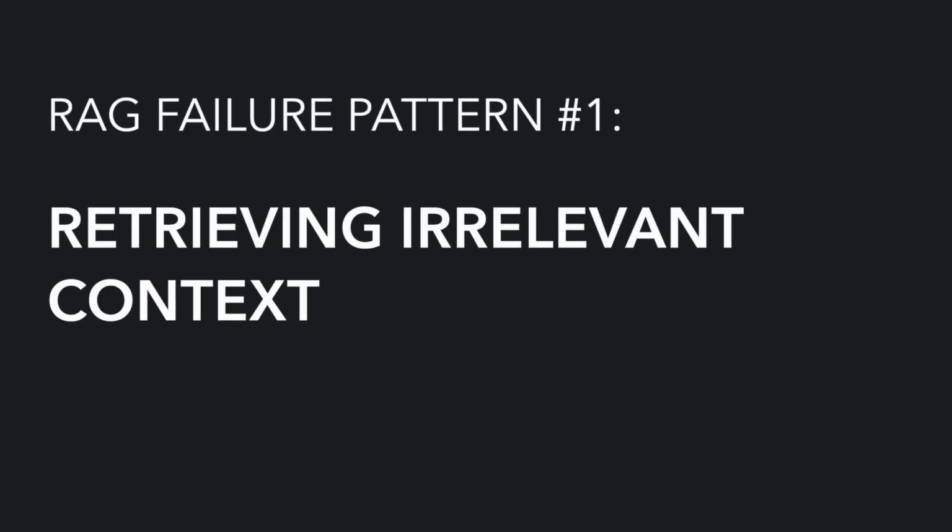Failure pattern number 1, irrelevant retrieval. So in that step where we are taking the incoming query and searching for relevant documents, the system can sometimes find things that are irrelevant. Part of the issue here is that the methods that we use to search for and retrieve "relevant" information, those processes are imperfect. Typically, we're using things like cosine similarity and certain mathematical functions.